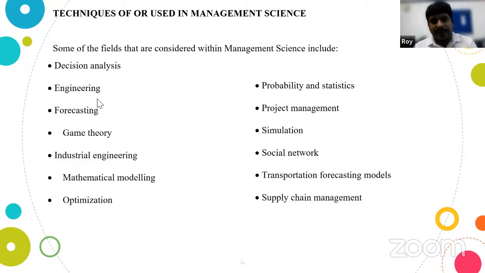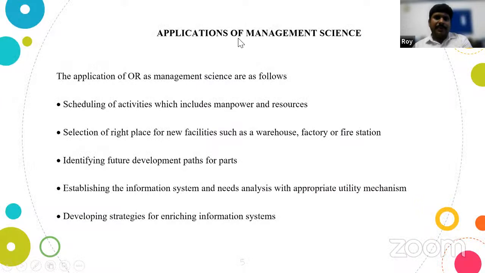Like decision analysis, engineering, forecasting, game theory, industrial engineering, mathematical modeling, optimizing, probability and statistics, project management, simulation, social network, transportation, forecasting models, supply chain management, and a lot of other techniques that we can use in management science. There are also applications including manpower and resources, scheduling the activities, selection of the right place for new facilities that you will be learning in block 2, facilities planning, factory location, future developments, and establishment of the information system. We also need to learn the strategies we can use for enriching the information systems as well.